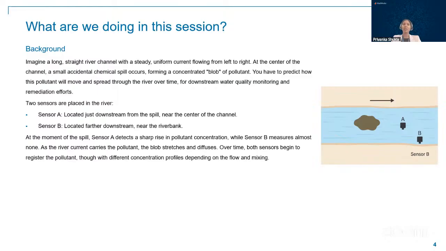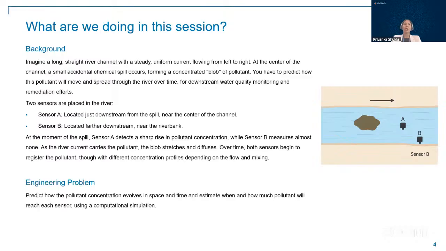But as the river current carries the pollutant, the blob stretches and diffuses, and over time, both sensors begin to register the pollutant, though with different concentration profiles depending on the flow and mixing. So the engineering problem is how to predict how the pollutant concentration evolves in space and time, and estimate when and how much pollutant will reach each sensor using a computational simulation.